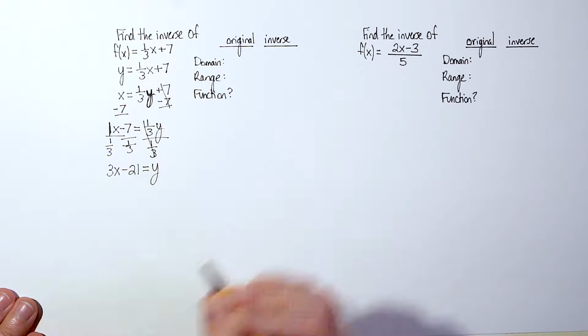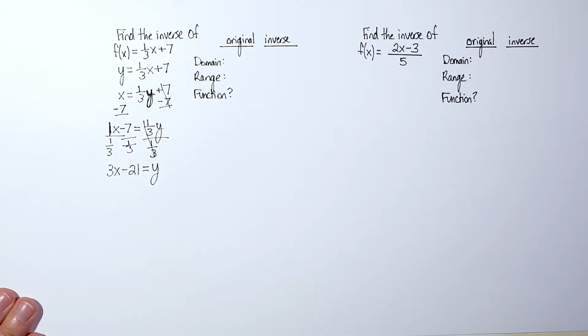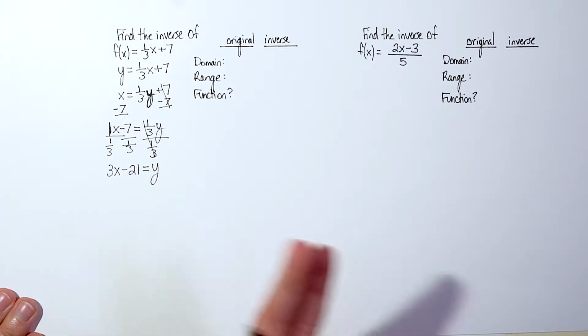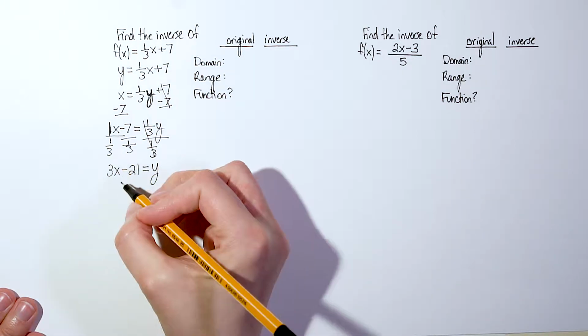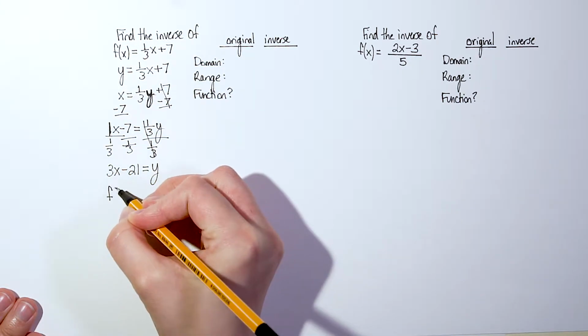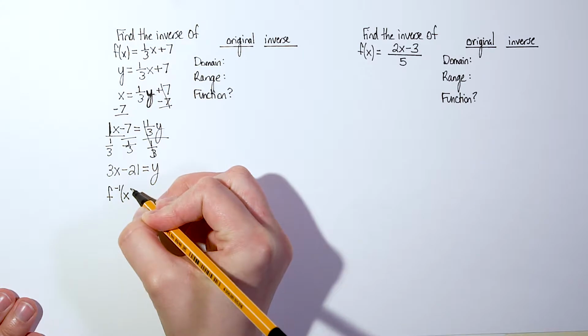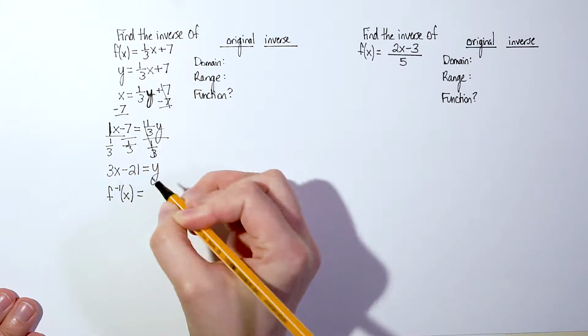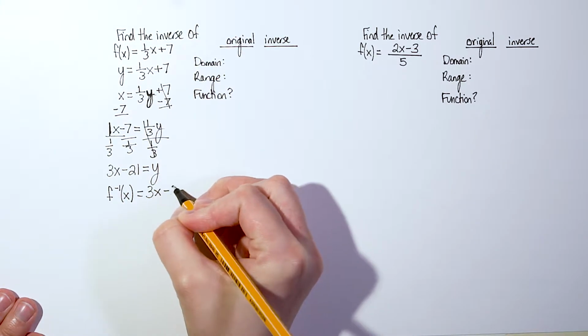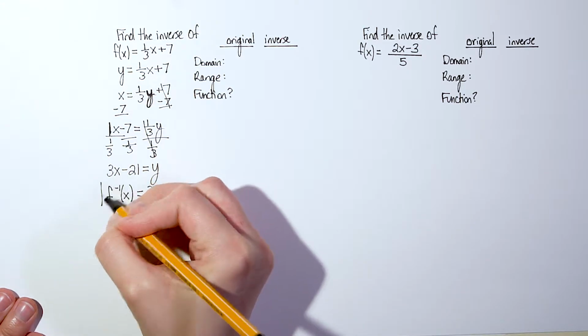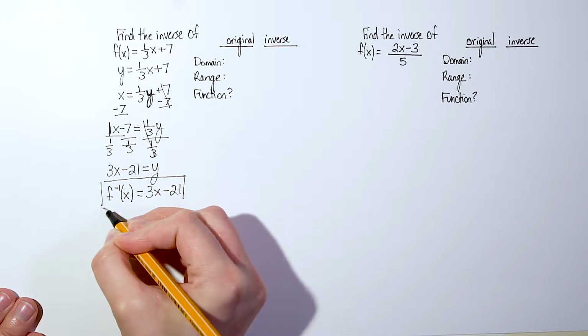equals y. And remember, our final step is we want to rewrite this in a way that looks a little better by putting the isolated variable first, and at the same time I'm going to switch it out with an f inverse of x equals 3x minus 21. There's our inverse function.